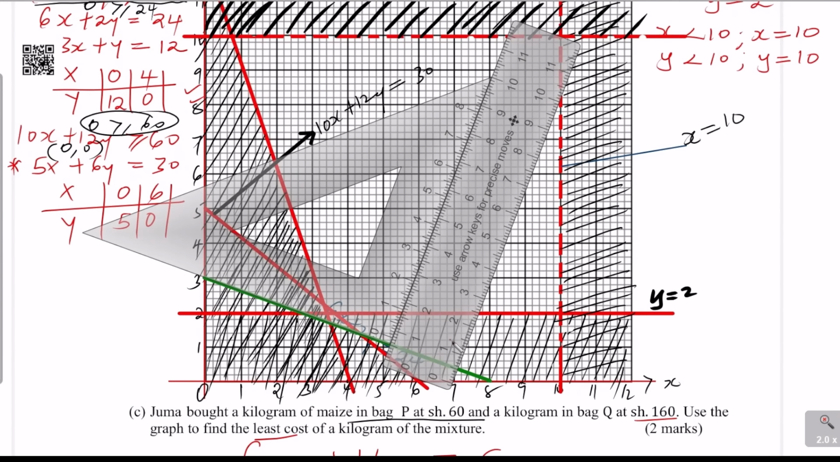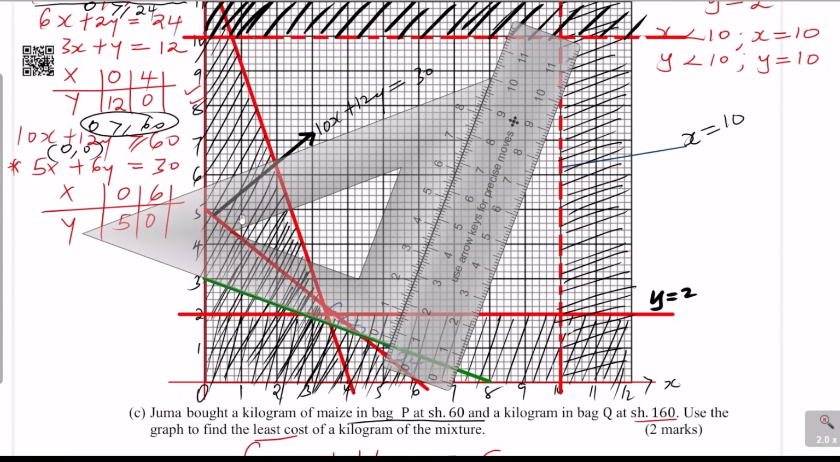As you enter that feasible region, the first point you're going to touch using the set square is the one that gives us the minimum value. So let us slide. Make sure you slide, and the first point to be touched as you enter that region gives us the minimum value, and it is there.